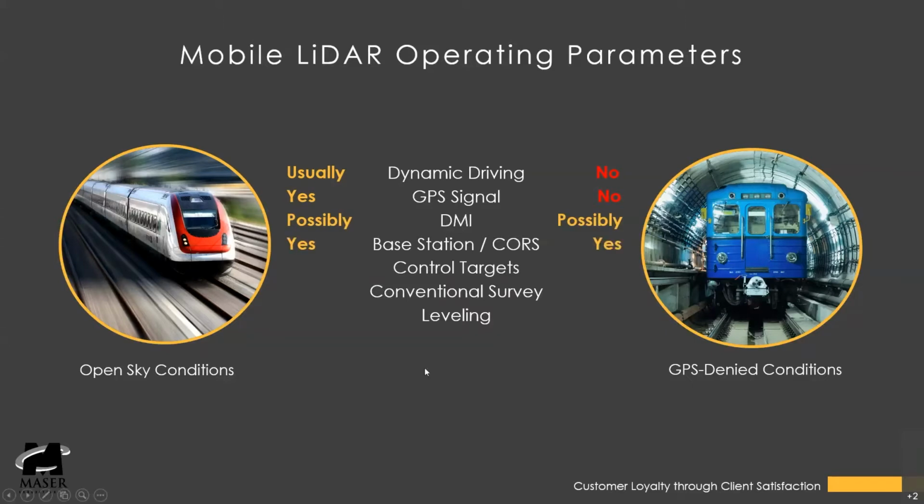We have a base station that everything's tied to, or a course network, and that doesn't change whether we're in an open sky condition or a tunnel. We have controlling targets, and this is more dependent on the type of survey that we're performing, but the controlling targets are part of the operating parameters in most cases. Conventional survey, we can use in both situations, open sky or in tunnels. Obviously, there are conditions and safety conditions to think about in both of those that are somewhat different. And sometimes there's leveling through points, and this again ties into what the basis of the project is, and what the control accuracy standards are. These are some of the parameters that go into the operation.